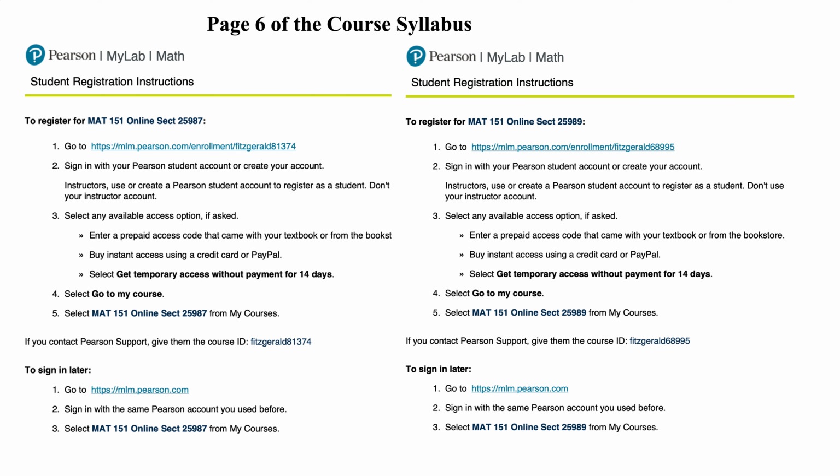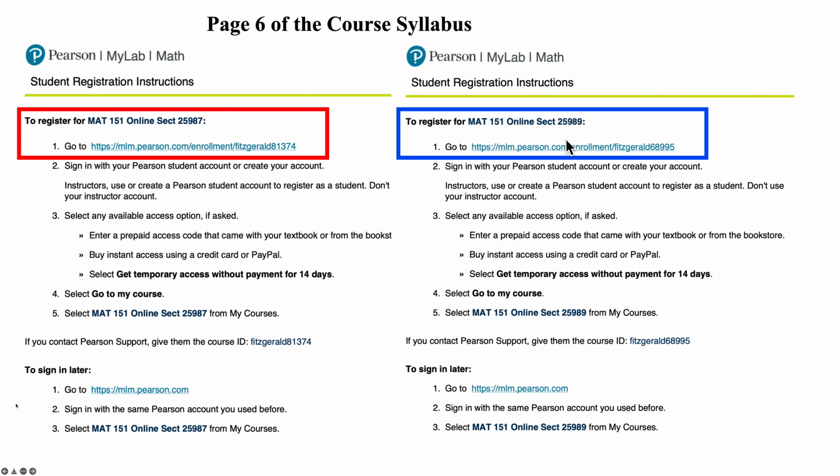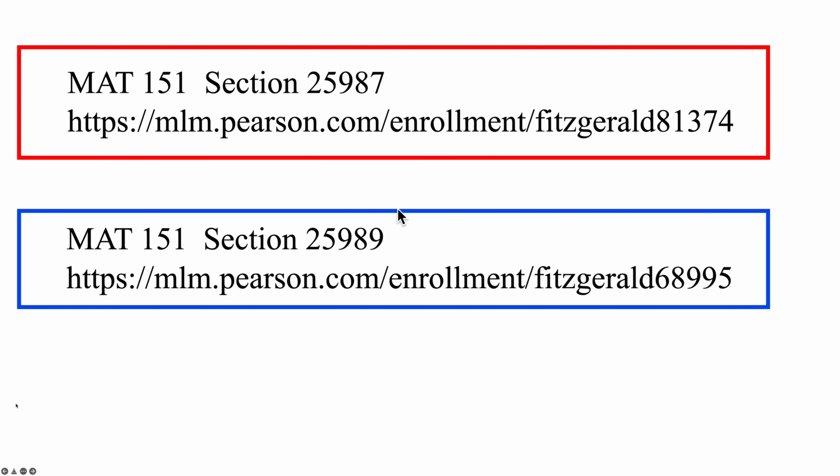We have section 25987 right here. This will be your web address that you're going to use. And I have section 25989, and this will be your web address that you'll have to use. So we'll type this in. Make sure you type it in correctly. I'm going to enlarge this right now. So again, 25987. Here's the web address. Notice that the difference between these two is just the last five-digit numbers.